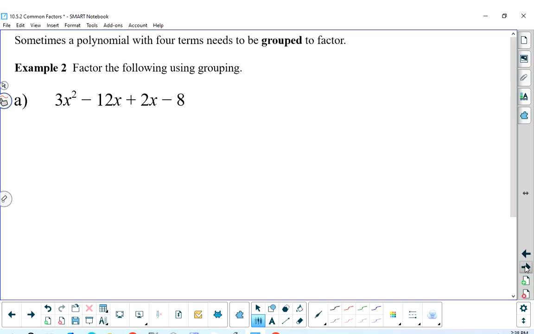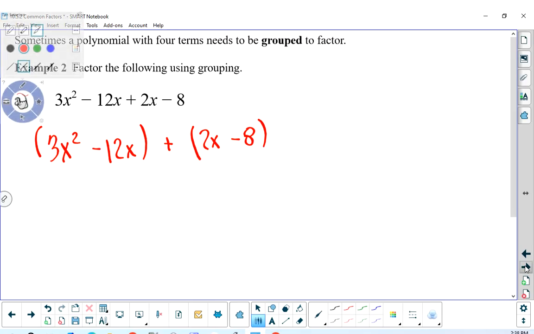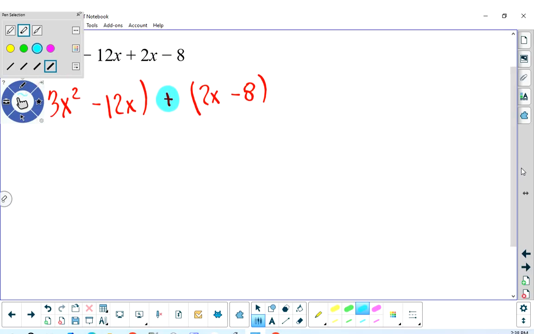So here's the process to factor by grouping. The first thing is, when you have the 4 terms, you group them into 2 pairs. In other words, you create 2 binomials. And this plus in between them is crucial. And then what you do is you factor each pair using a greatest common factor.